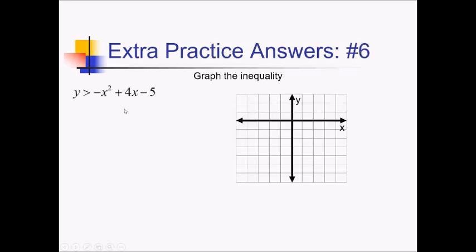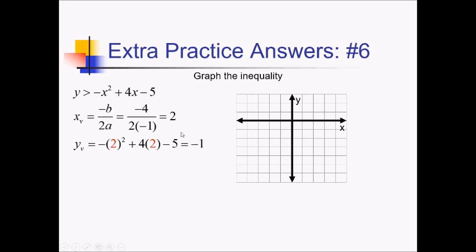For this problem, let's start by getting the vertex of this parabola with -b/2a. So that's going to be -4 over 2 times -1. So that's -4 over -2, which is +2. And then plugging that back into the expression there to get the y value, we have -4 plus 8, so that's +4. +4 minus 5 is -1. So 2, -1 is our vertex.